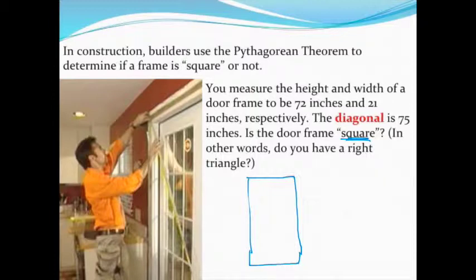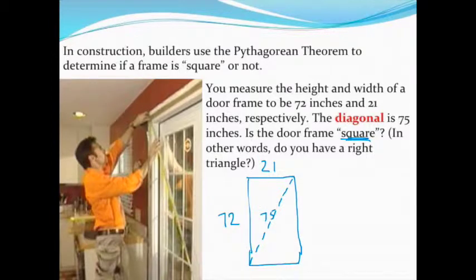In this case, the door frame we're taking a look at has a height of 72 inches, so let's label that over here, and a width of 21 inches. They're also going to go ahead and measure the diagonal, which is just a segment connecting corner to corner, and they measure that to be 75.